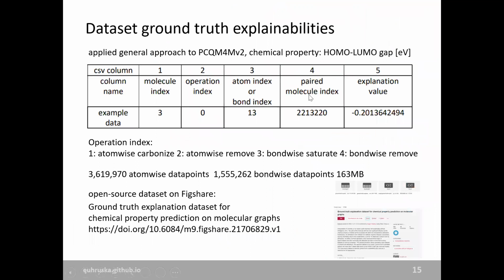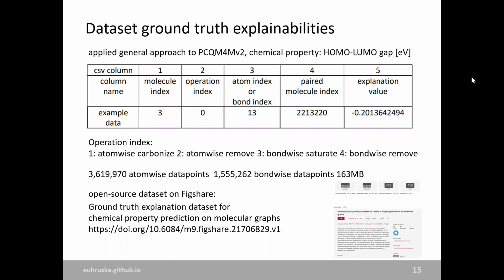So I did that for a larger dataset, the PCQM4M version 2, for the HOMO-LUMO gap, but this is a general approach. So you could use that approach for any kind of property, either simulated or experimental, for any kind of dataset, as long as you have a molecule and property pair, and you can find these kind of paired molecules in the database, or even generate or simulate new molecules when you have the paired molecule.